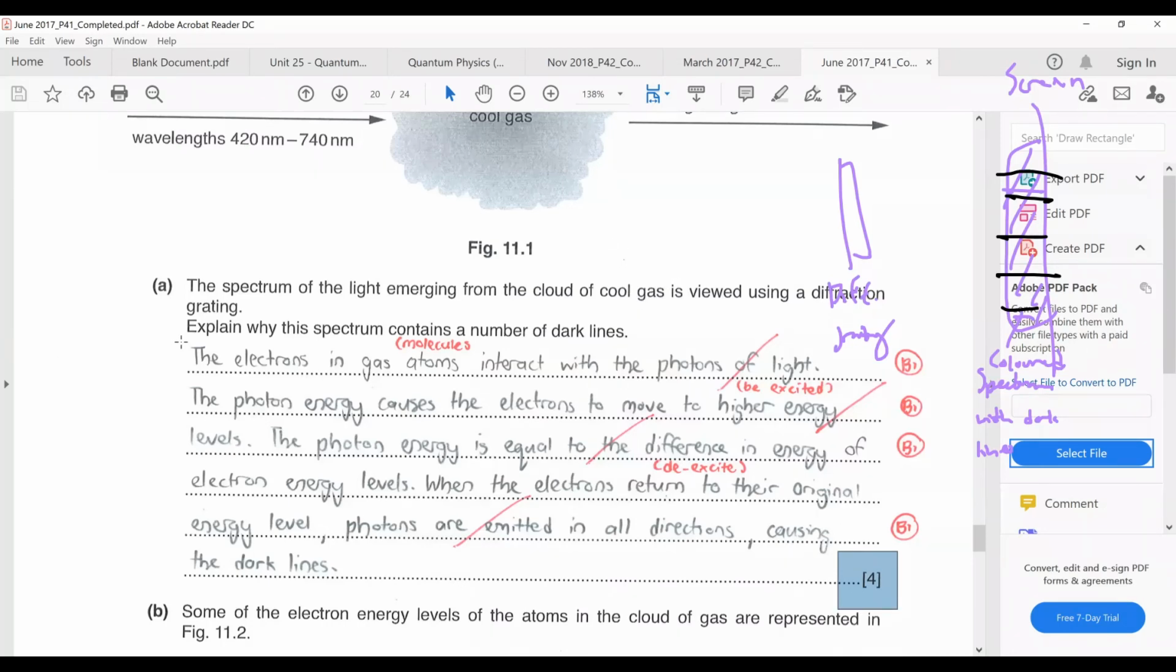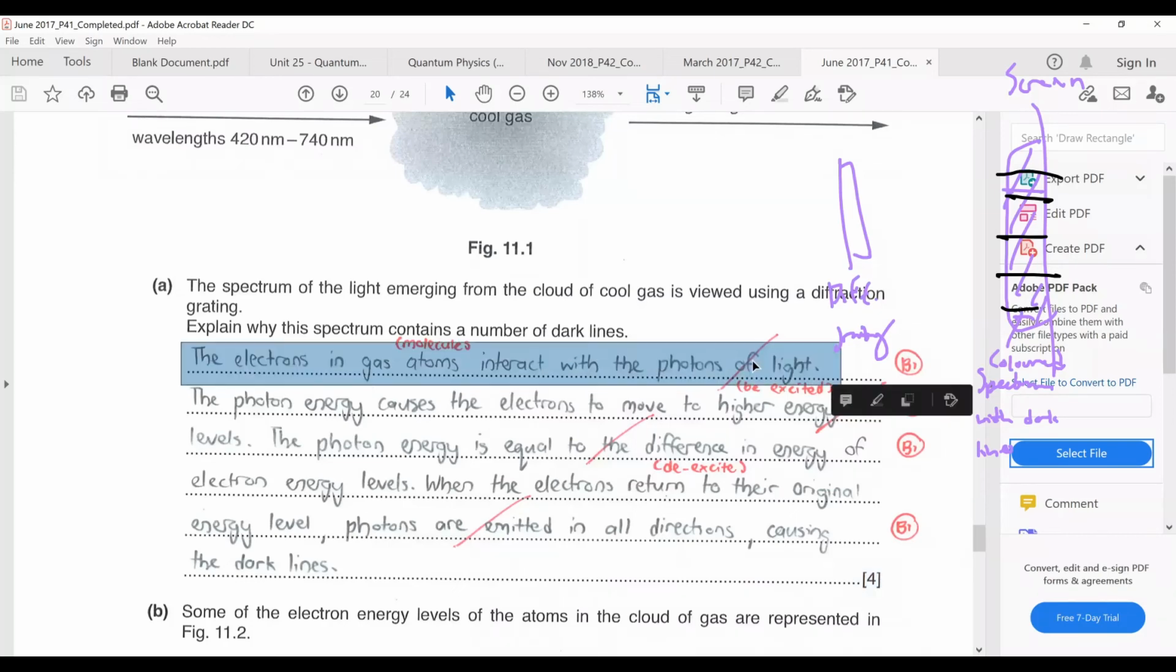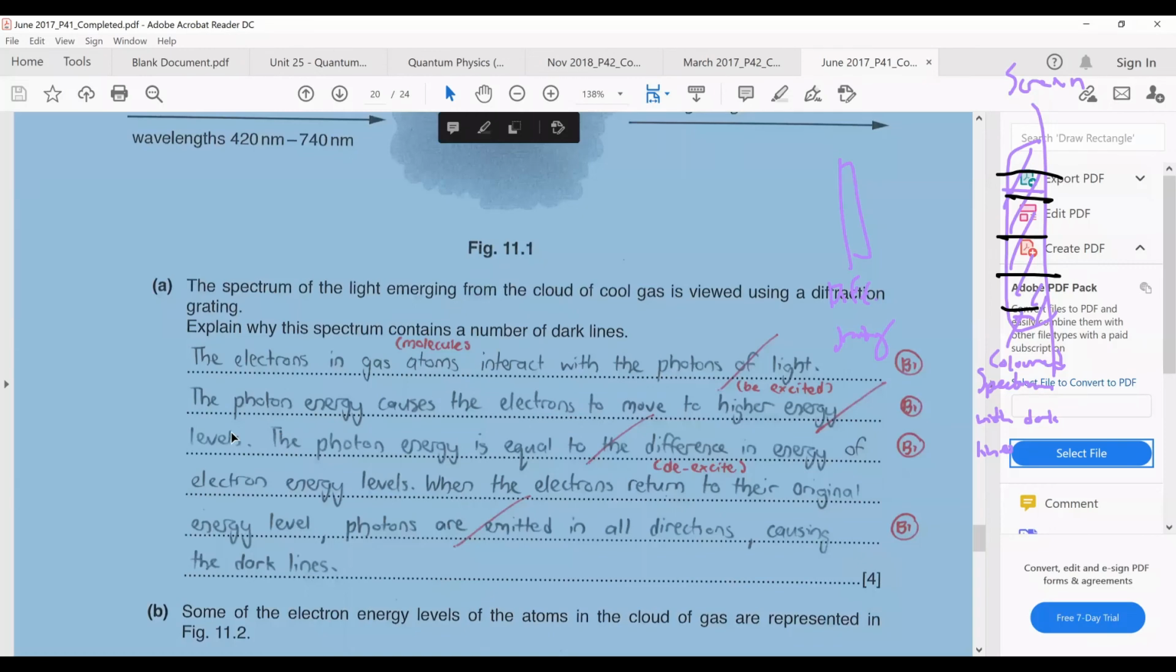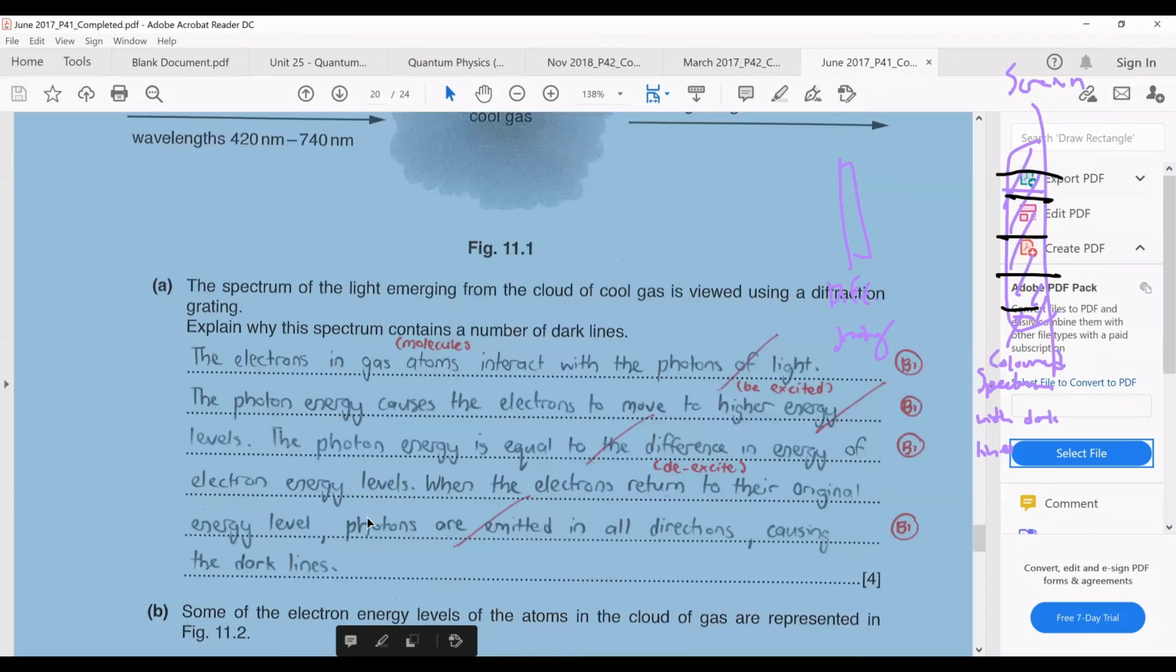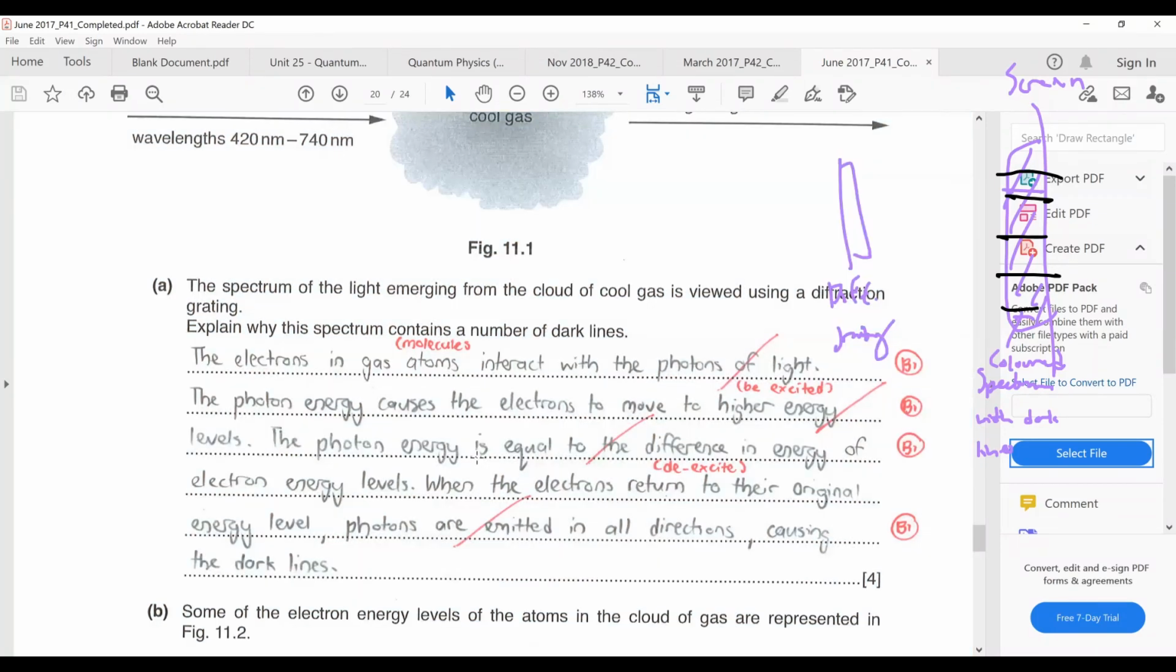So you have to say that the electrons in the gas atoms interact with the photons of light. The photon energy causes the electron to move to higher energy levels. The photon energy absorbed must be equal to the difference in energy of the electron energy levels. When these electrons return to their original energy levels, photons are emitted in all directions, causing the appearance of those dark lines.